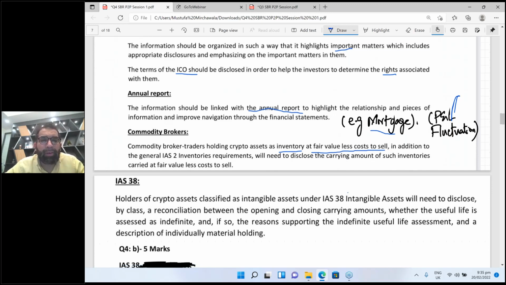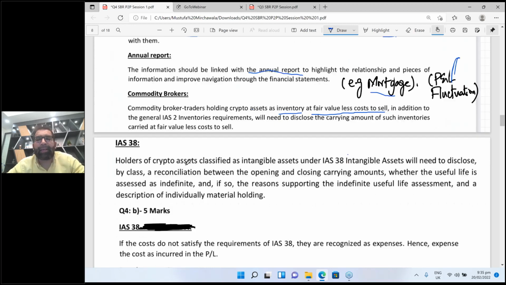Finally, if you are a normal investor, then crypto assets are IAS 38 for you, intangible assets, and in intangible assets you have to report the reconciliation, right? This is the requirement of the intangible standard as well as IAS 16. In IAS 16 as well as IAS 38, you have to write the reconciliation between opening and closing carrying amounts, and also whether the life is indefinite or finite. Okay, and if this is indefinite life, you have to give reasons why you assume the life as indefinite life.